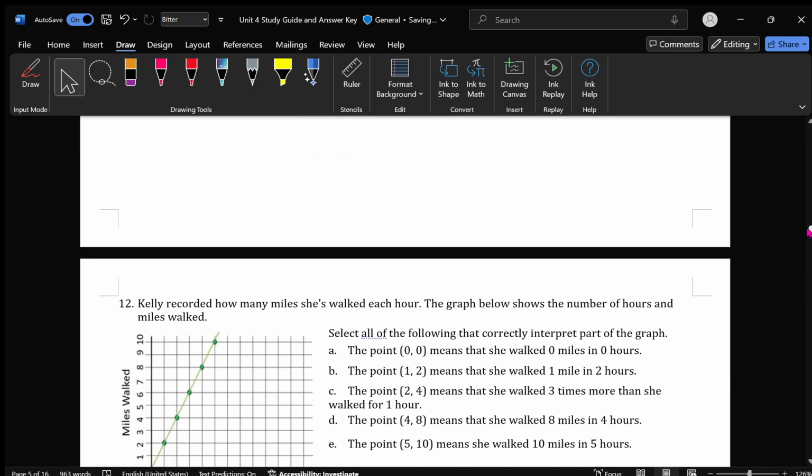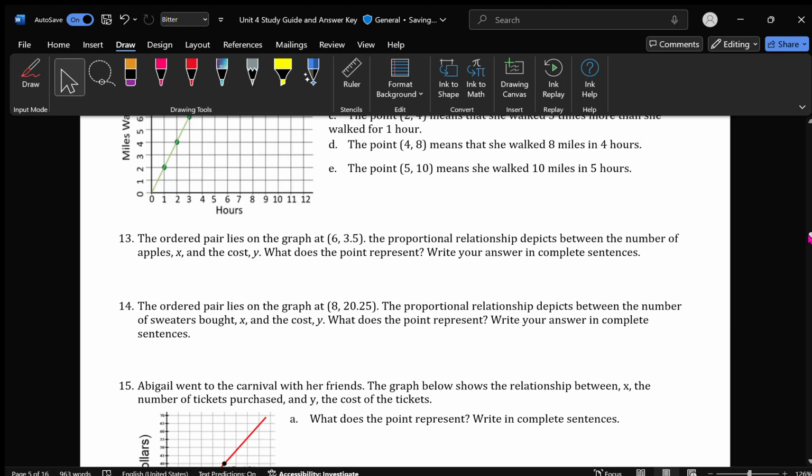We are going to move on to number 13. Number 13, again, is interpreting using complete sentences. So make sure you have a complete sentence. The ordered pair lies on the graph at (6, 3.5). The proportional relationship depicts the number of apples, x, and the cost, y. What does the point represent? Write your answer in complete sentences.